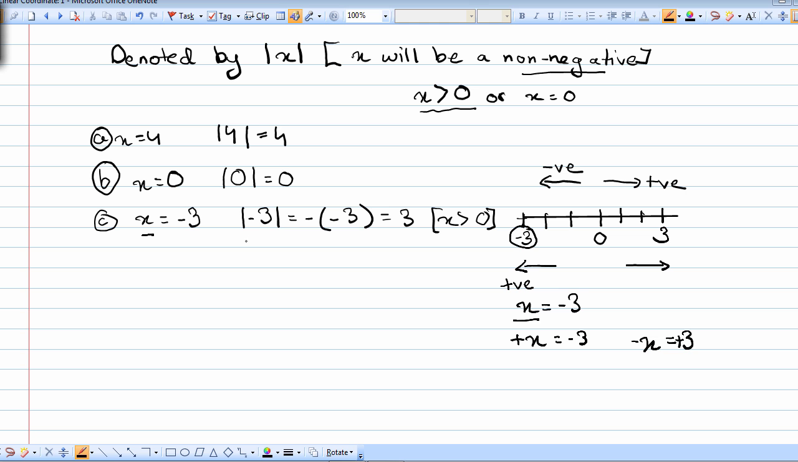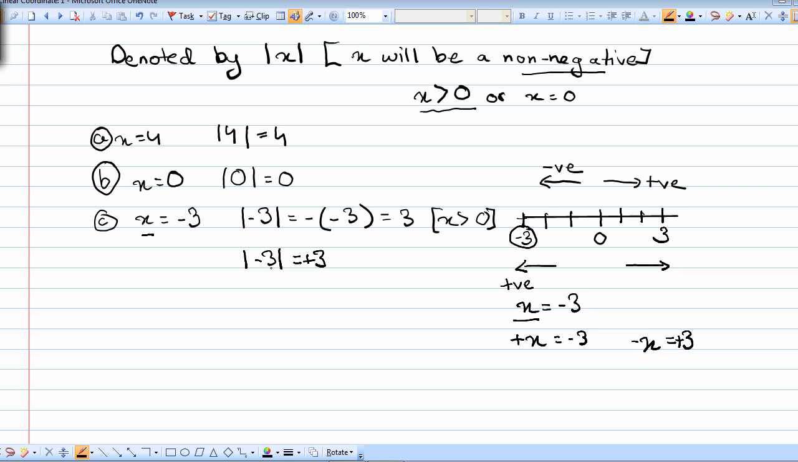That's why when we apply -3 inside that absolute value notation, we see that we get an answer of positive 3. So this explains why we get an answer of positive 3 when we refer to the absolute value of -3. Now we will get more idea about how this works when we start discussing the rules.